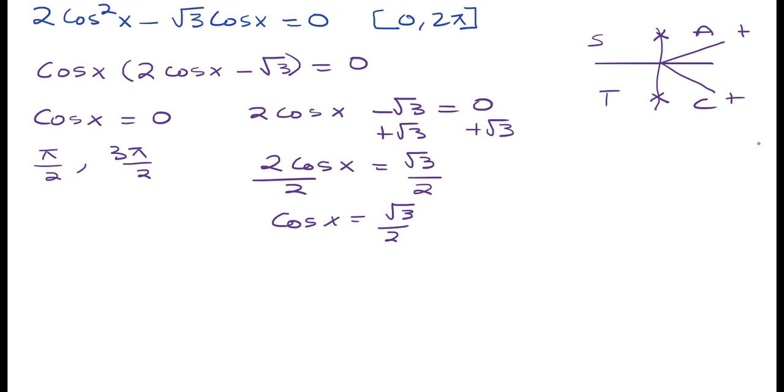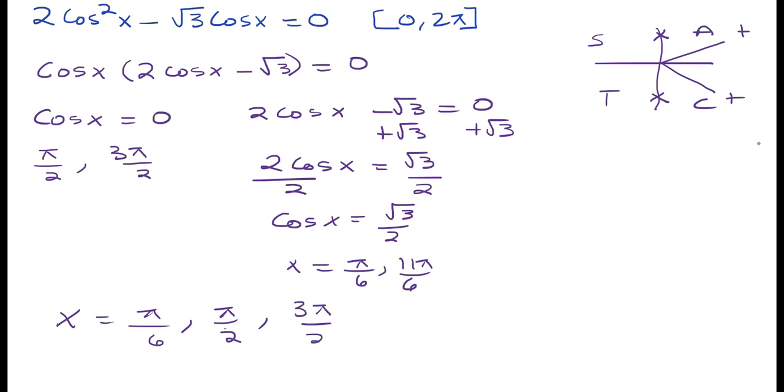So we have x equal to pi over 6 here, and then we have 2 pi minus pi over 6, which is 11 pi over 6. So therefore, the values of x will be pi over 6, pi over 2, 3 pi over 2, and 11 pi over 6. I just have a general habit of writing them from the least to the greatest. Some teachers care, some don't. It's just a good habit to develop in math.